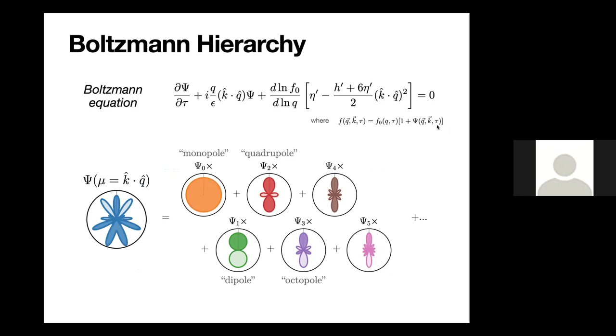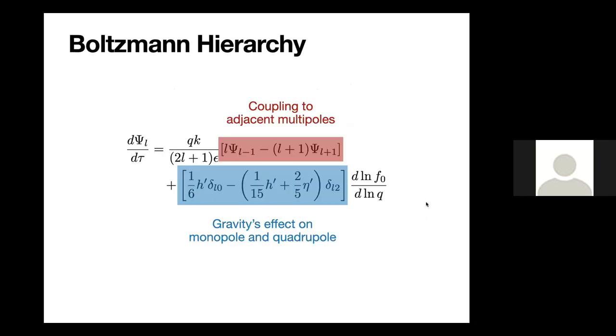And then you can decompose the directional dependence of psi, which is the pattern of the distribution of where the neutrino is propagating, into this monopole pattern and amplitude, into this dipole pattern and amplitude, quadrupole pattern and this amplitude, and octupole, and so on and so forth. If you then plug this decomposition back into the Boltzmann equation, you will get the famous Boltzmann hierarchy.